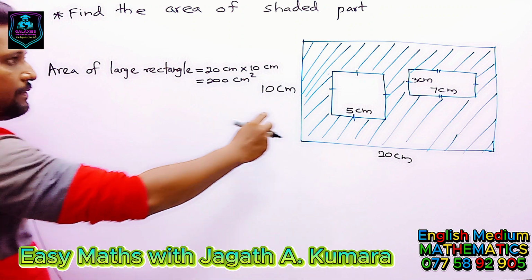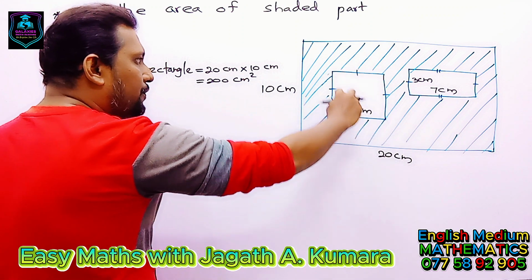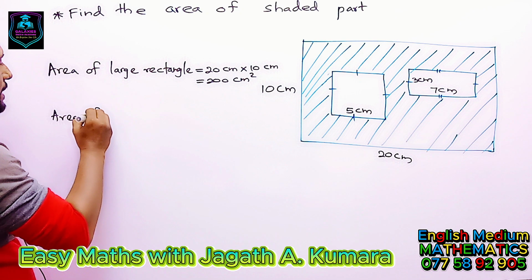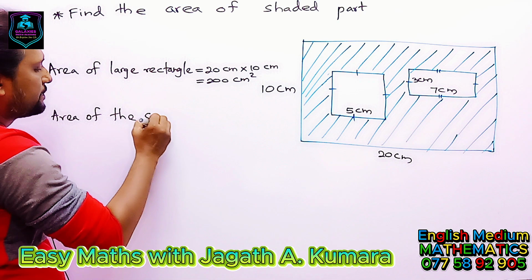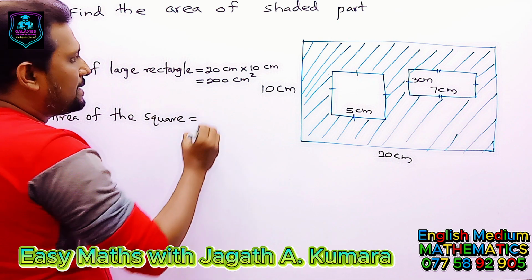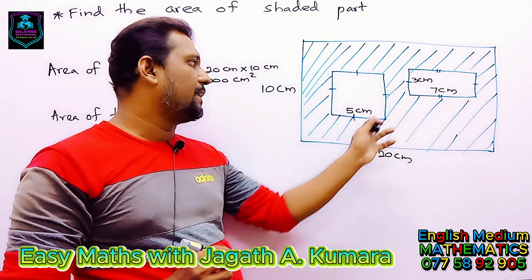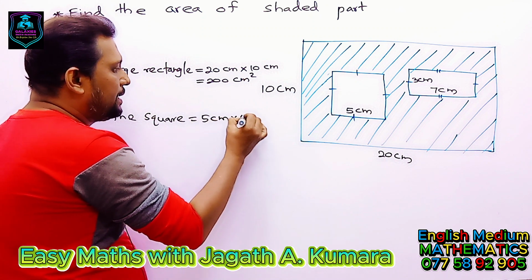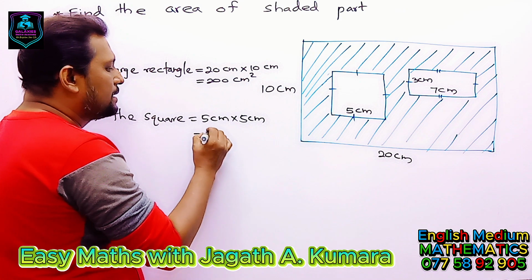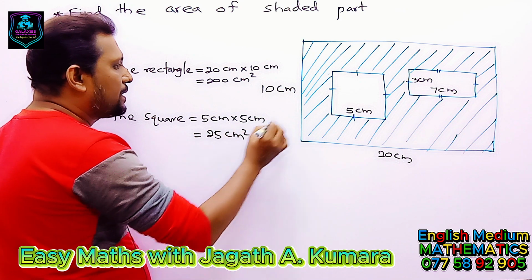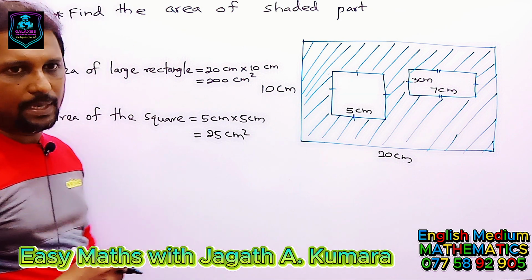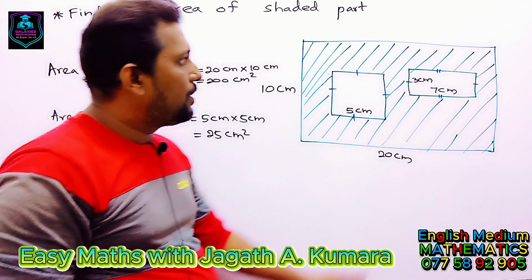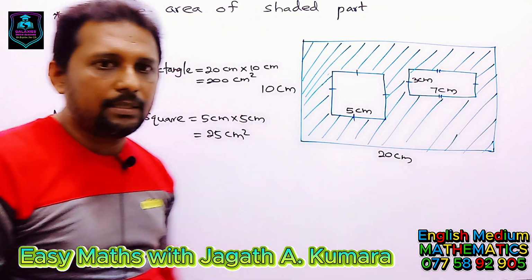Then I will find the area of the square. You can see the side length of the square is 5 centimeters. So length into breadth, 5 centimeters multiply 5 centimeters. The area is 25 square centimeters of this square. Then also you can find the area of this small rectangle.